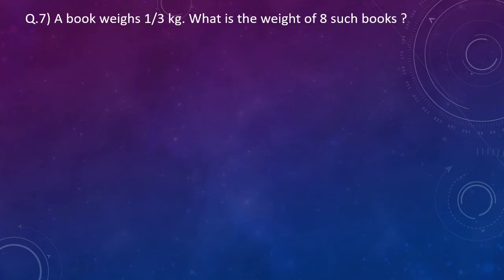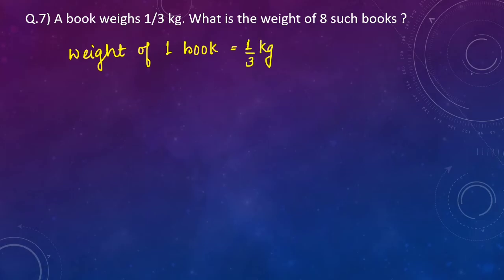Next question is, a book weighs 1 upon 3 kg. What is the weight of 8 such books? So what is given to us in the question? Weight of one book is equals to 1 upon 3 kg. And number of books is equals to 8. So we have to find out weight of 8 books. In this case, we have to multiply the weight of one book by the number of books.